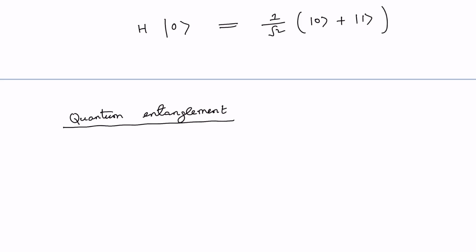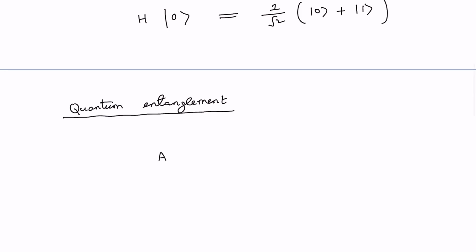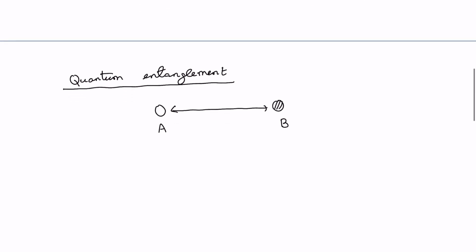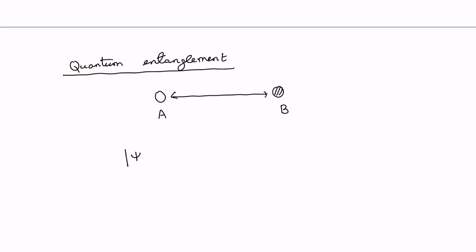To tell you that once again, suppose we have a system A and a system B. Systems A and B are separated from each other by a long distance, and this composite system has a quantum state represented by the state vector |psi_AB>. But if I cannot write it as a product state, that means the direct product or tensor product of their individual states, then I say system A and system B are entangled with one another.